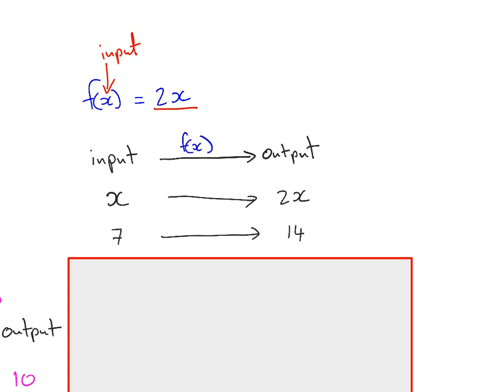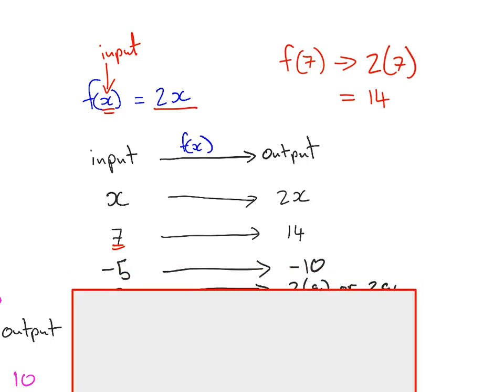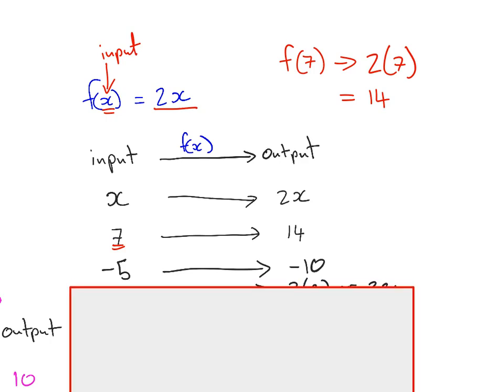What happens if my input is 7? Well, this would become f of 7 is 2, and then instead of writing x, when x is the input, 7's input, so it's 2 times 7, which is 14. If my input is negative 5, then 2 times negative 5 is negative 10. So we know this from our working functions.